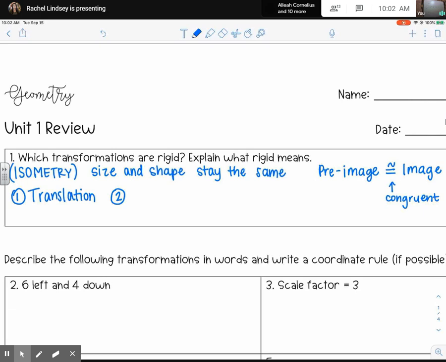So what are my other 2? A reflection and rotation. So those are my 3 forms of rigid motions. You can slide them, flip them, and spin them. So on your test, you're going to have to know what a rigid transformation is and what 3 types there are. So you have to know that.